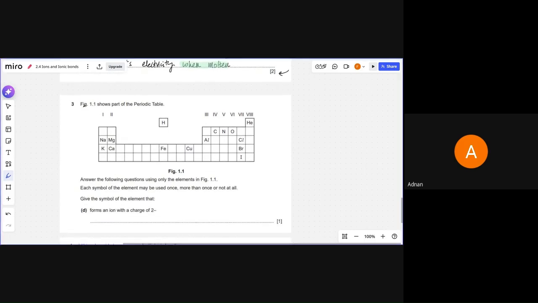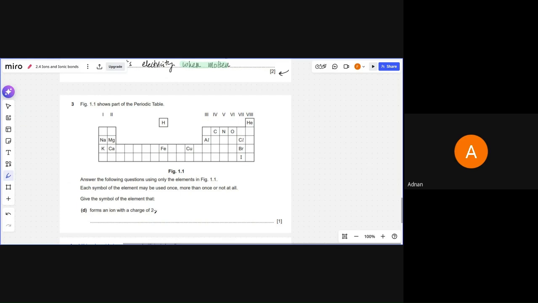Okay. So the next question is again from a past paper. It states that figure 1.1 shows part of the periodic table, and to answer the following questions using only the elements in figure 1.1. Each symbol of the element may be used once, more than once, or not at all. Give the symbol of the element that forms an ion with a charge of 2 negative.